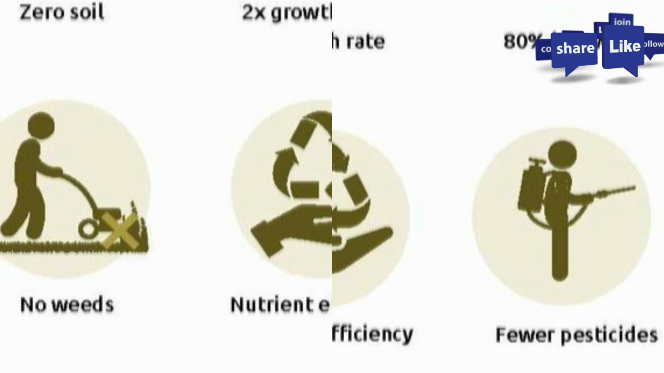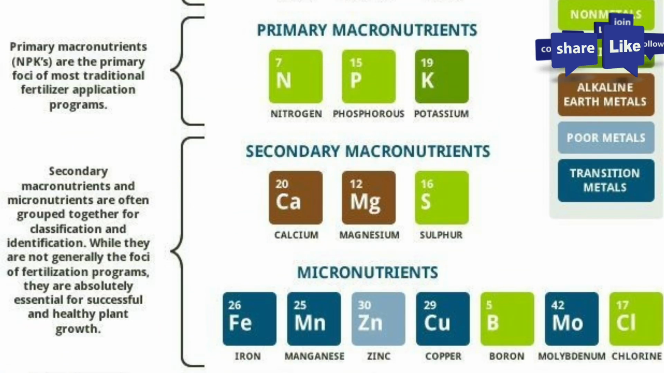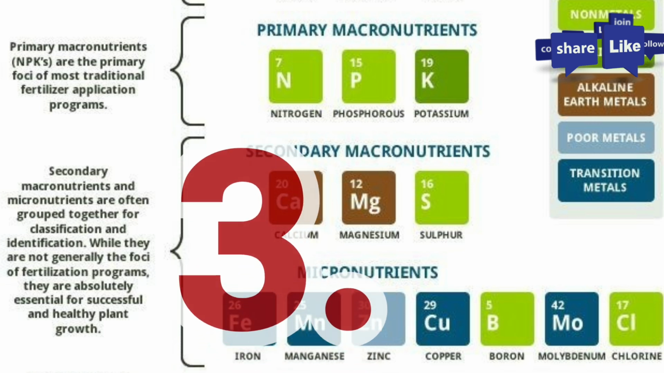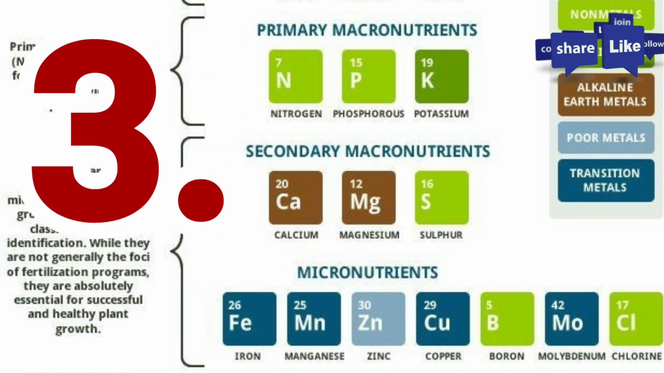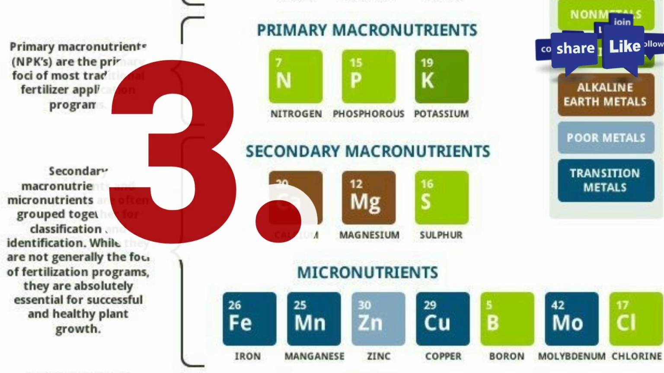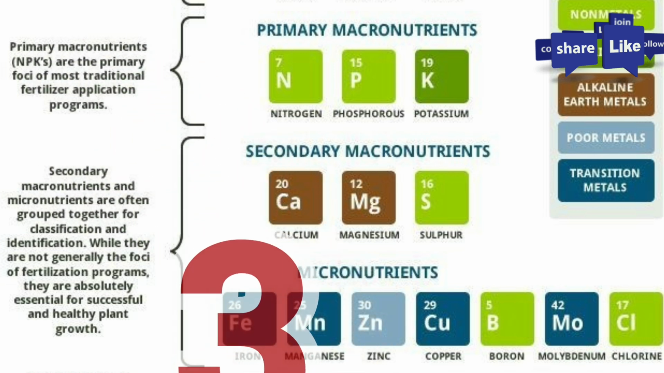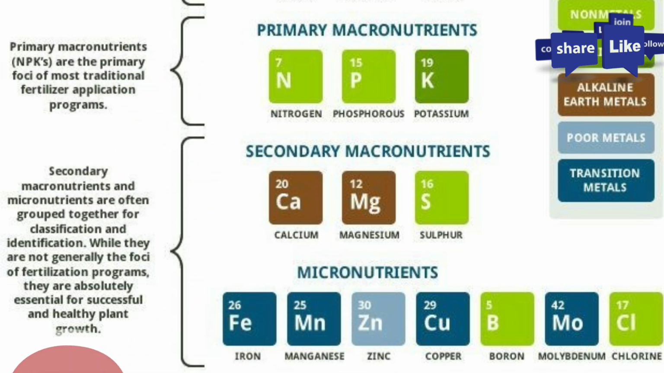What do you understand by macronutrients? Those elements which are required in excess of 10 mmol per kilogram of dry matter are known as macronutrients. Important macronutrients are carbon, hydrogen, oxygen, nitrogen, phosphorus, sulfur, potassium, calcium and magnesium.